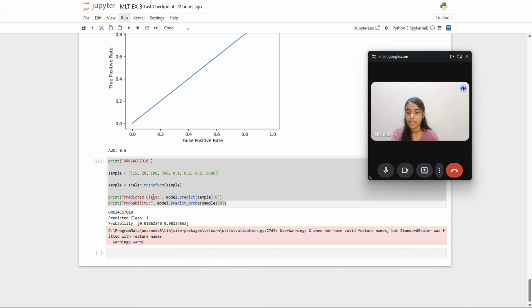So here a new sample containing 8 feature values is provided. The sample is scaled using the same StandardScaler. Predict gives the predicted class and predict_proba gives the probability of both classes. So the predicted class is 1, probability is 0. This is the output. Thank you.